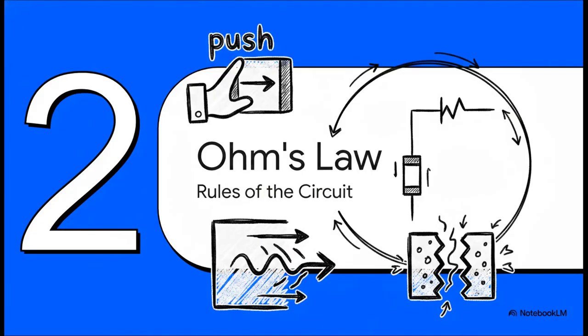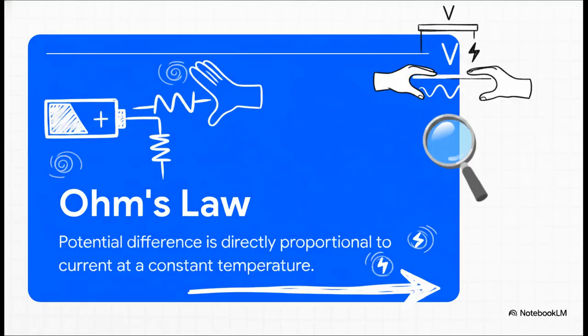Moving right along to Section 2, Ohm's law and conductors. Ohm's law tells us that the potential difference across a conductor is directly proportional to the current in the conductor, provided the temperature remains constant. Definitely keep that constant temperature condition in your head. It is a classic, totally ruthless trap in multiple choice questions.